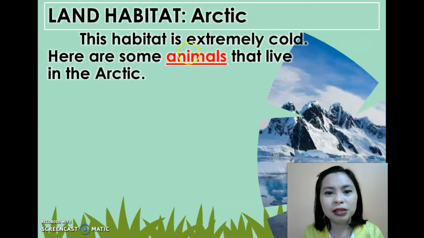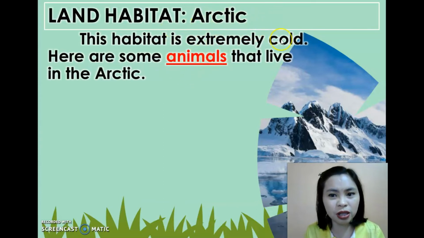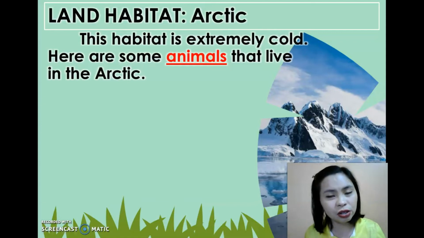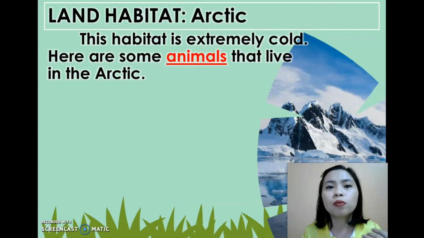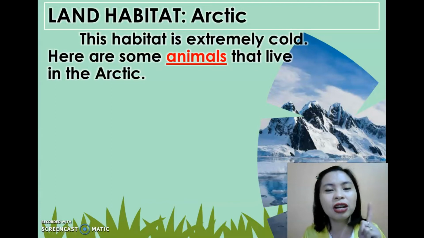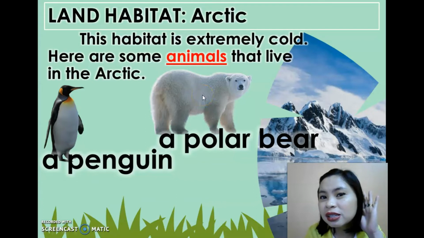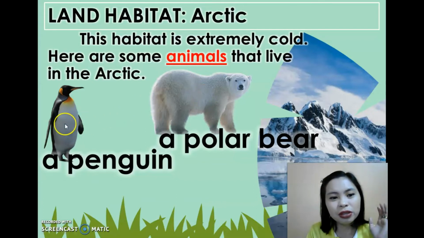This habitat is extremely cold. So opposite of the desert, Arctic now is very cold. And yes, there are living organisms living in there, and these are, for example, animals, a penguin and a polar bear. What animal is this? How about this one?